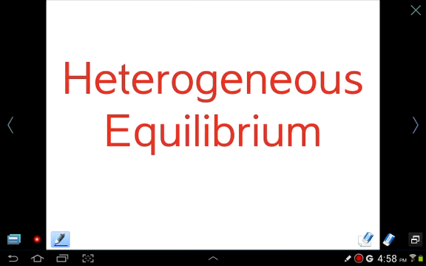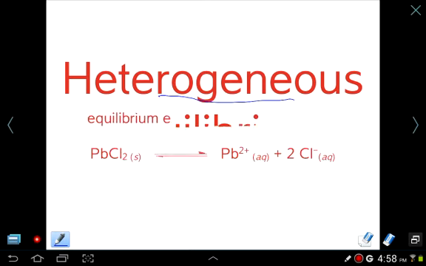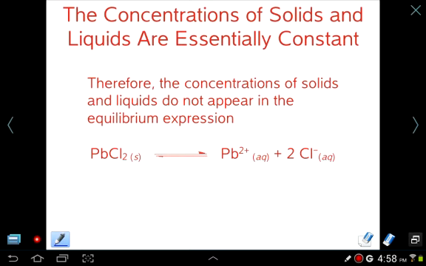We're going to talk about something called heterogeneous equilibrium. This refers to reactions which have different states in them, both liquids and solids and gases and aqueous solutions, and how we deal with equilibrium in that case. So here it says the concentrations of solids and liquids are essentially constant. And this is kind of a general way of explaining it. There is a more sophisticated way which we'll lay off for now.